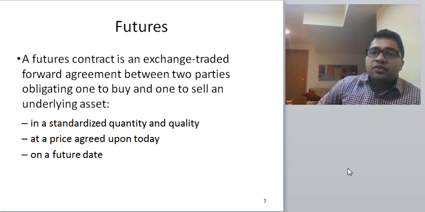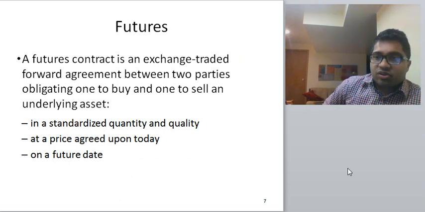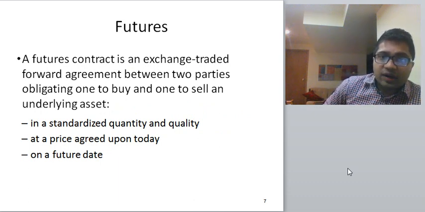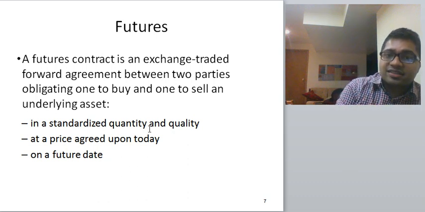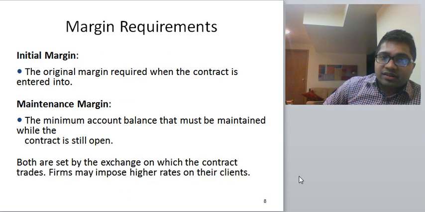Next is future. Future contract is an exchange traded contract. So the difference is they are exactly the same as forwards except they are traded on exchanges. Exchange traded forward agreements between two parties in which one party is obligated to buy and the other party is obligated to sell an underlying asset. So they are standardized in quantity and quality. They have an agreed price today and they generally execute at a future date.